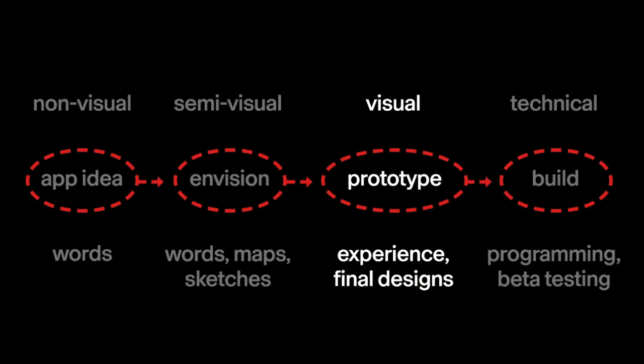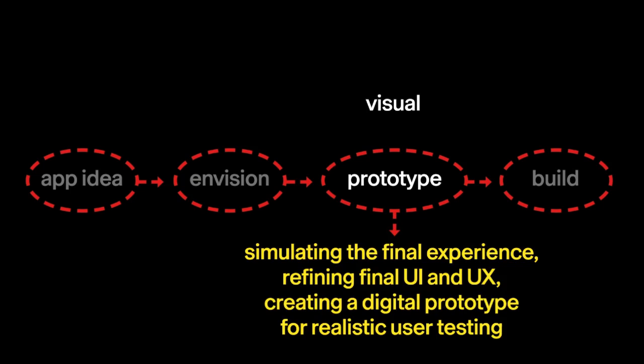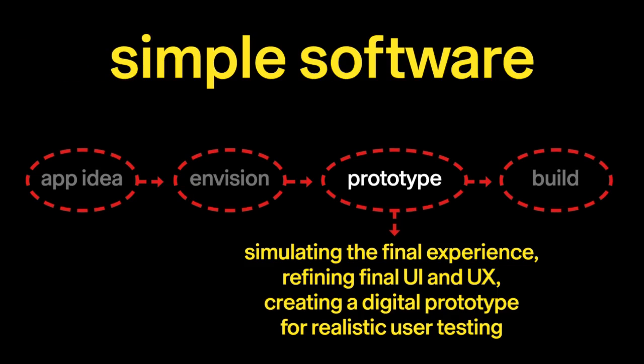But with this class, we're going to end things in the second phase of our prototyping section. This is the phase where we try and simulate the final experience of our app as closely as possible. We refine our UI and UX, and we create a functioning digital prototype that we could take to another level of user testing if we wanted to. Even though we're not going to use programming to build our prototype, we're going to need some specialized software. But that software is pretty simple to use.